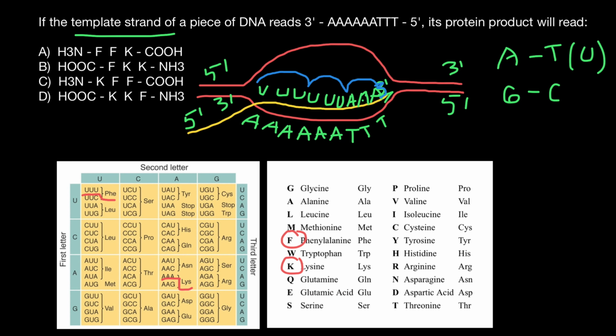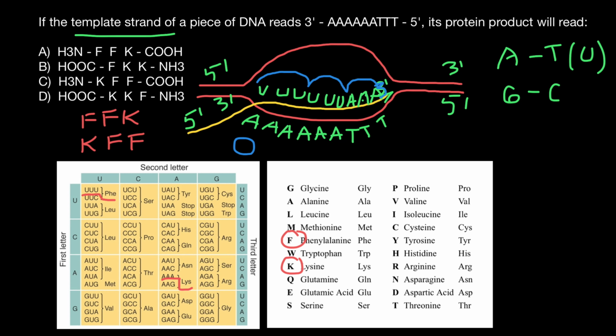Now we know the letters. It has to be F, F, K, or it also can be K, F, F. Which answer to choose? Now we have to choose between answer A, F, F, K, with the amino end here and the carboxyl group here, and another variant also possible, FFK, where the carboxyl group is going to be here and the amino group is going to be here. This is going to be our last step. We need to find the orientation.